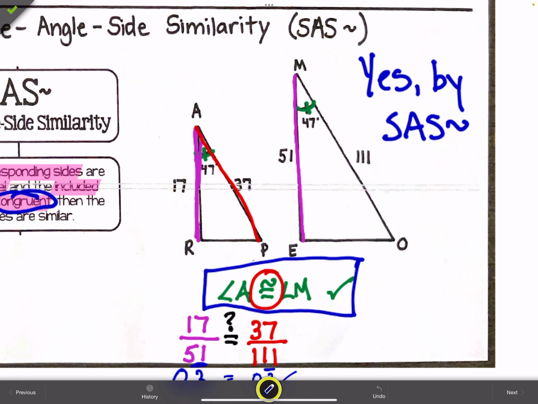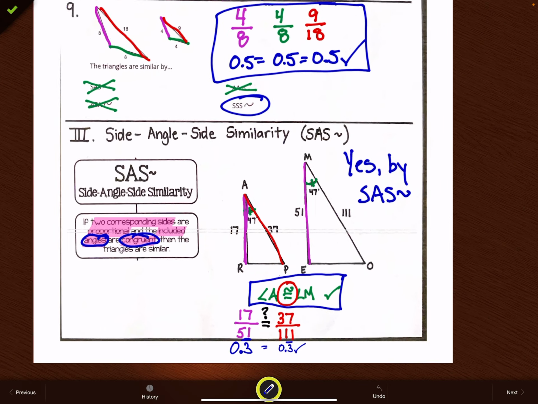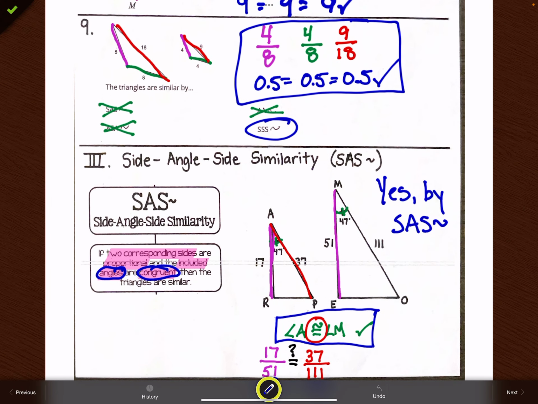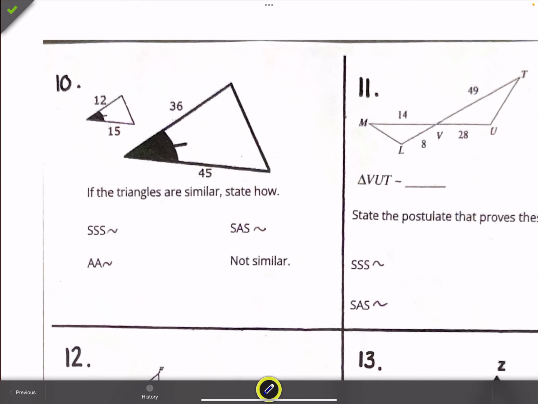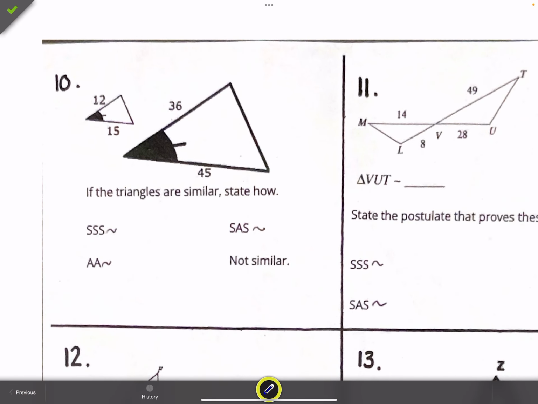You don't do that. Just verify the congruence. All right, so a couple more examples before we turn you loose. So let's look at this. Now, this is kind of a weird picture, but if the triangles are similar, state how.